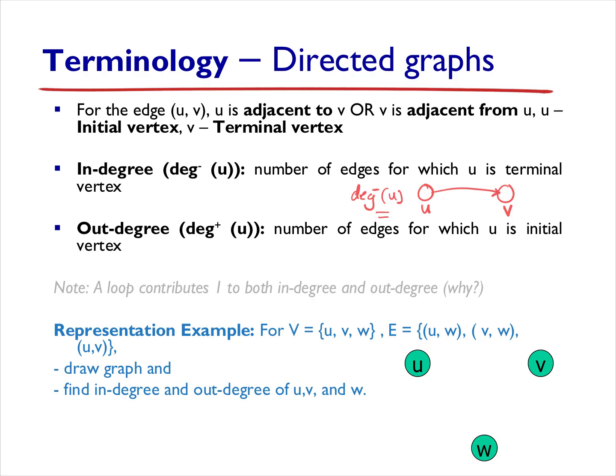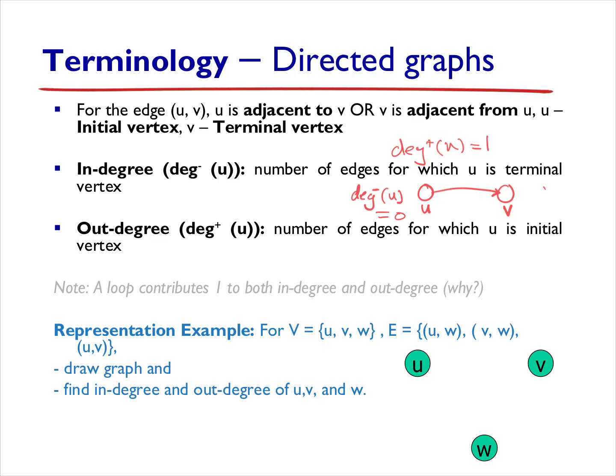What's the meaning of that? Zero is correct, but what does this mean? It terminates at U. How many edges are terminating at U? Do you have any edges going into U? No, so this is equal to 0. What is the degree plus of U? 1, because there is only one edge going out of U.